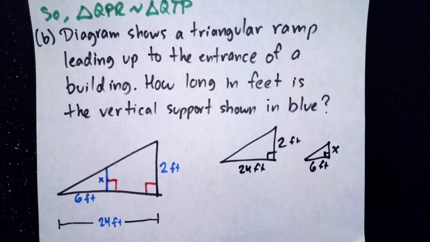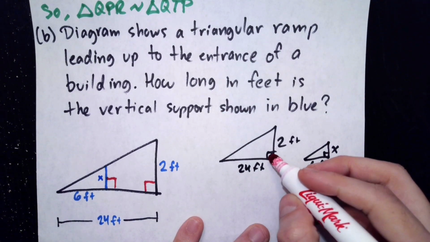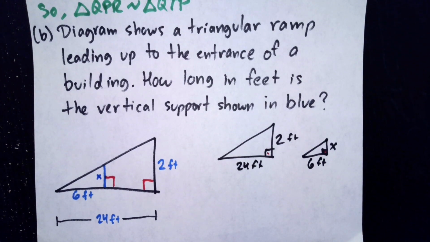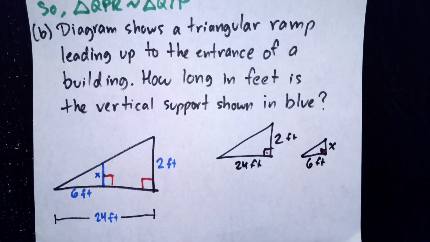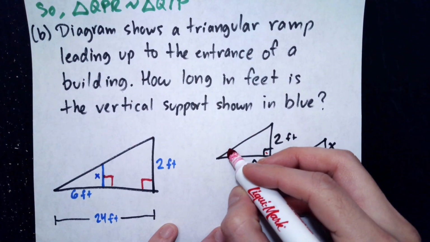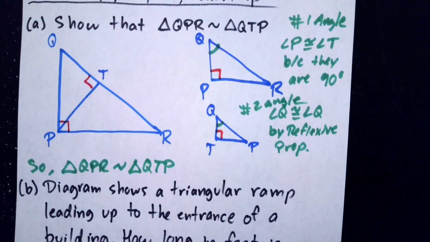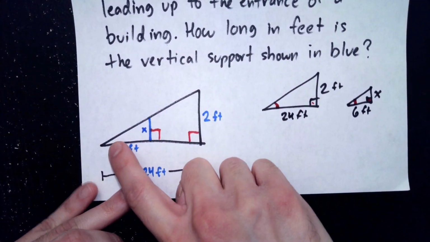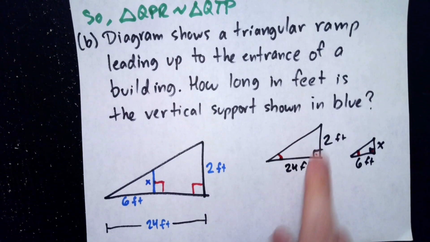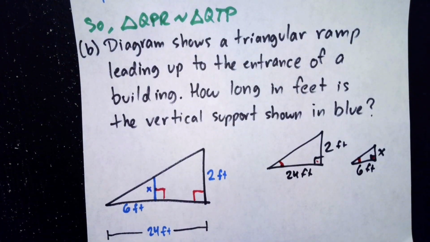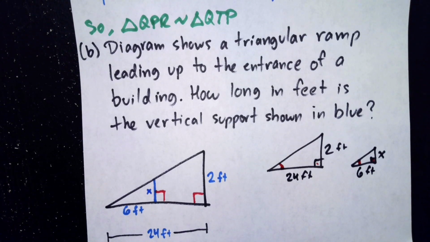So before we can even start to solve this problem, once again we have to figure out whether they are similar or not. So let's see. I see one angle is shared right here and right here. So that's angle number 1, the right angle. And then angle number 2 has to be this one right here. Notice how both triangles, just like in this example, use the same angle down here by the reflexive property. So those are two angles. Once we know that those two angles are congruent, we can say that the triangles are similar.